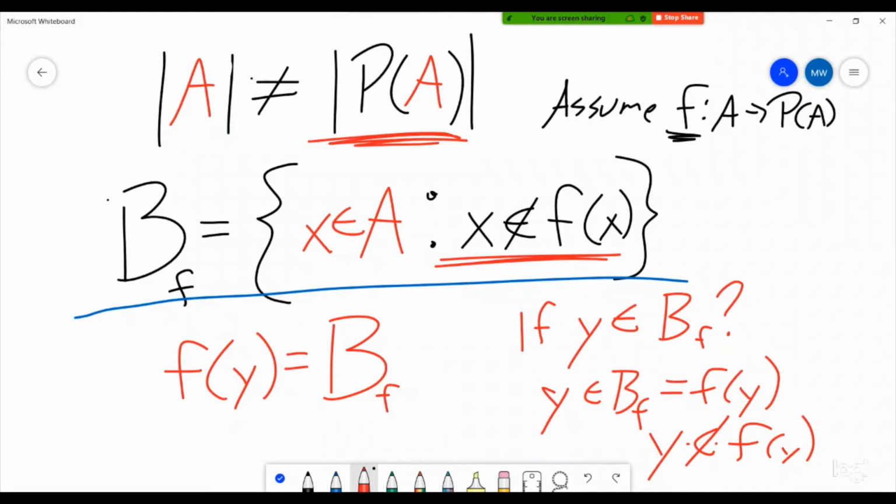which means that we are going to keep running into the same sort of contradiction we were running into last time. If y is in the Barber set, then it can't be in the Barber set, but if it's not in the Barber set, then it has to be in the Barber set. We're going back and forth all the time with this, which tells us that the Barber set can't be in the image of f. We can't have any element that maps to the Barber set under this function f.